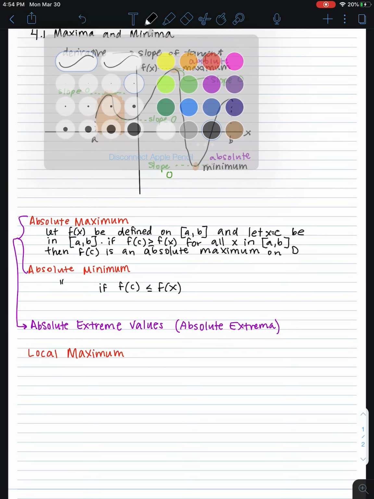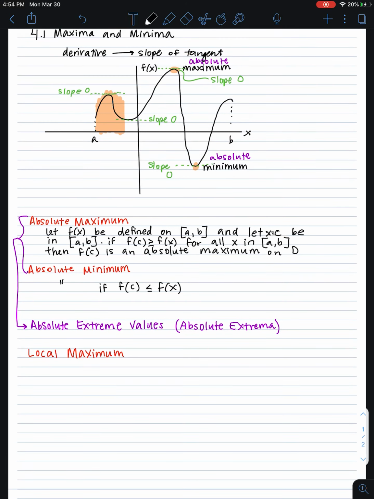So, I'll define that for you guys a little bit better. Let f of x be a function defined again on A, B, and let C, or I guess x equals C, be an element of, we'll say, C sub 1 to C sub 2.